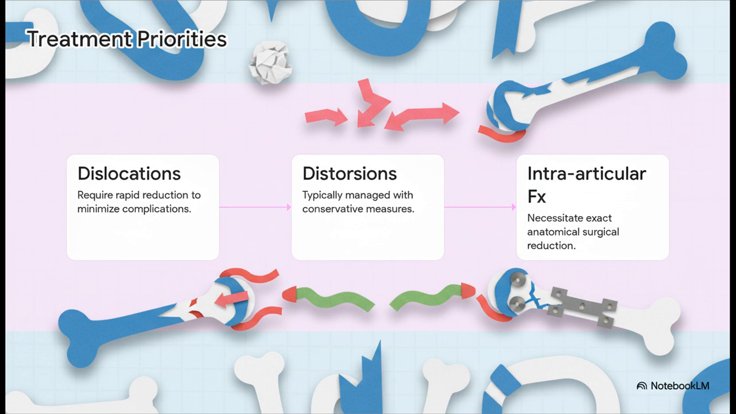But look at that third one, intra-articular fractures. For those, the goal is nothing less than a perfect anatomical reduction, and that usually means surgery, because you have to restore that joint surface perfectly to prevent long-term arthritis. Your initial call determines which of these paths you're going to go down.